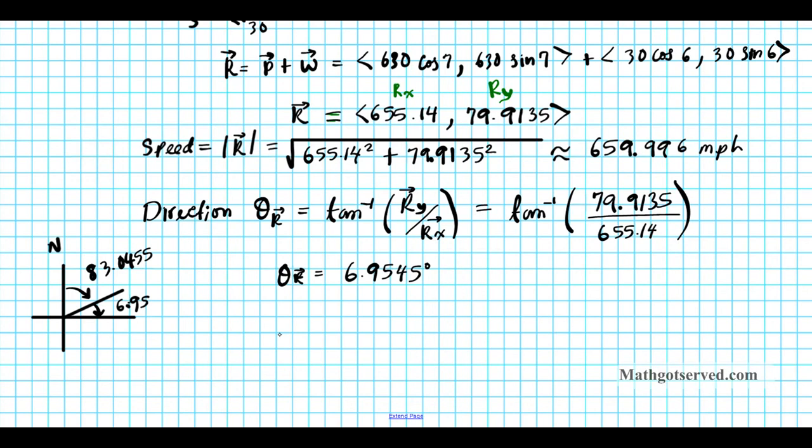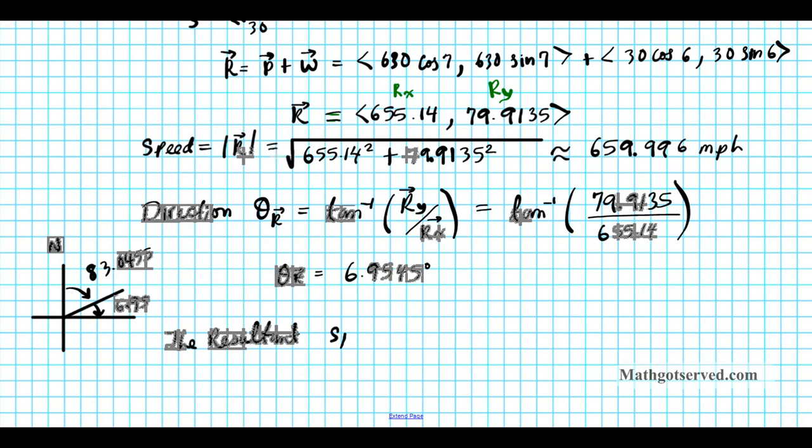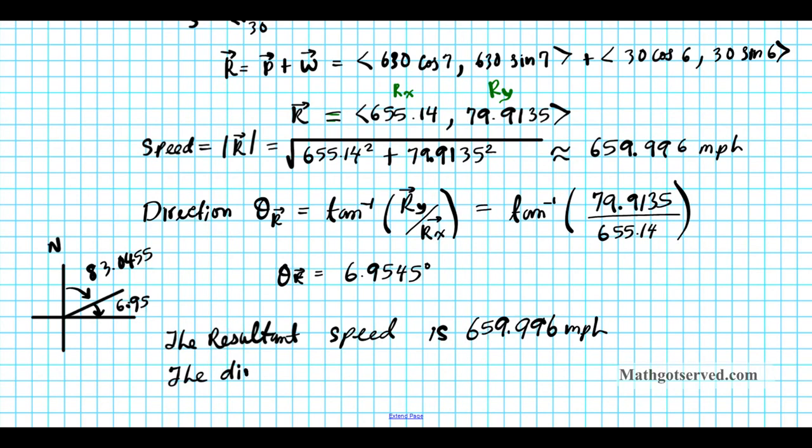Okay, so let's write down our answer. The resultant speed is 659.996 miles per hour, and the direction, using bearing format, is 83.0455 degrees.